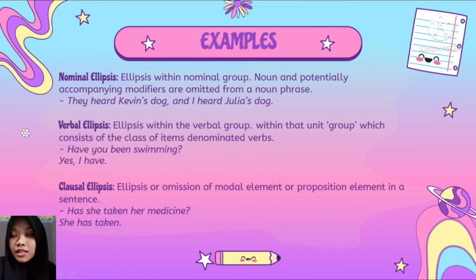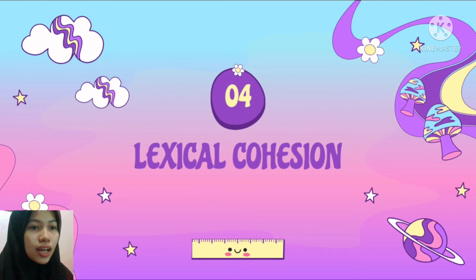And then verbal ellipsis, within the verbal group, that unit group which consists of the class of items denominated verbs. For example: have you been swimming? Yes, I have. And then last, clausal ellipsis, or omission of a modal element or proposition element in a sentence. For example: has she taken her medicine? She has taken. And the next is lexical cohesion.